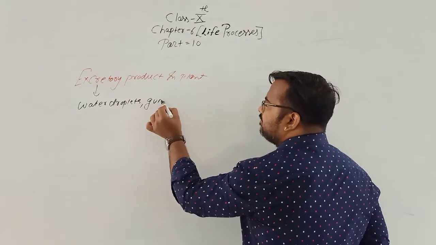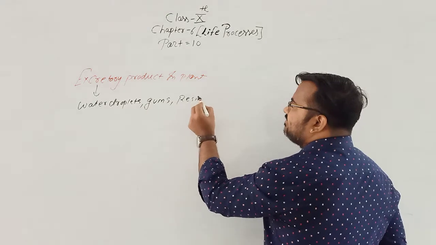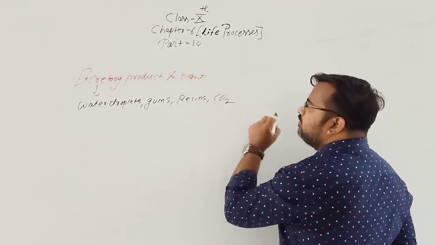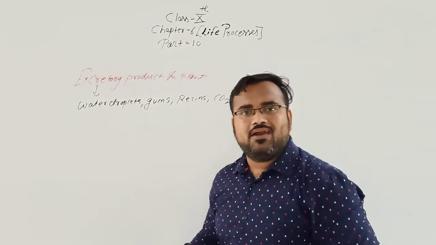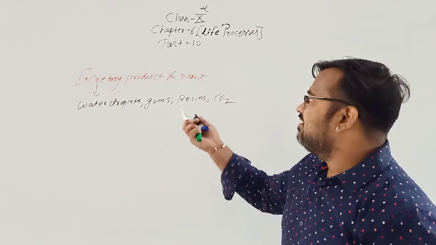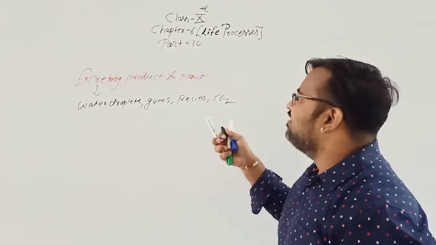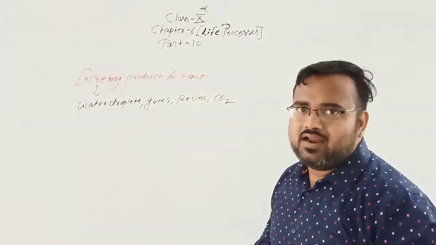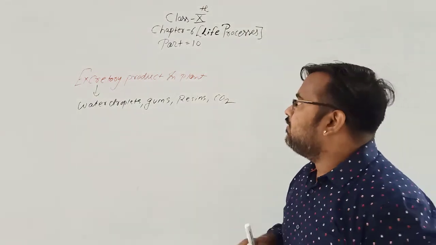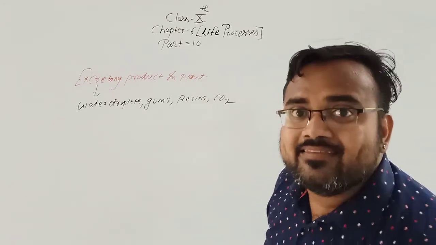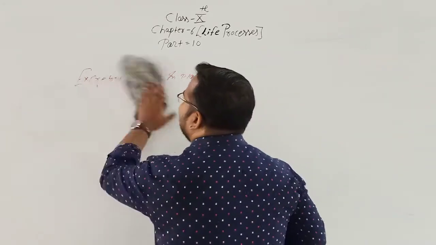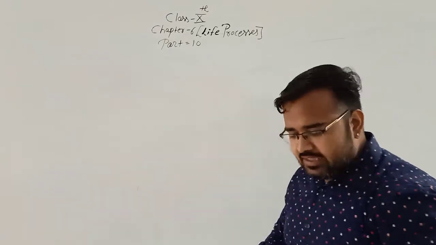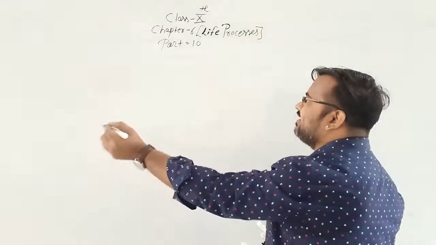Second, gums, resins, CO2, etc. Water droplets are excreted by the plants. Gums, resins, CO2: these are the products which are excreted by the plant. Now the next topic is the human excretory system. We'll see in detail the human excretory system.